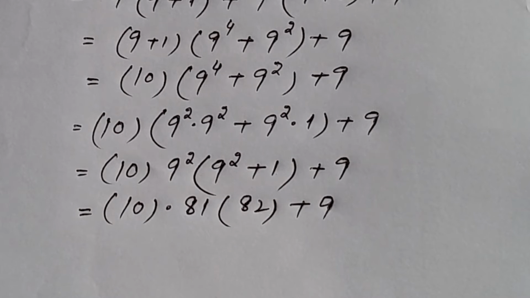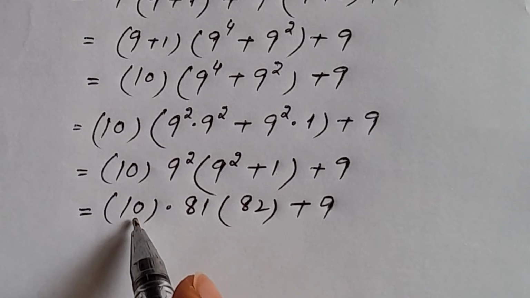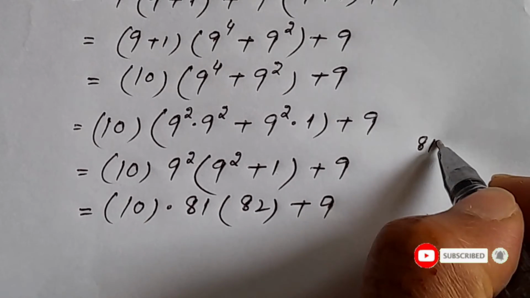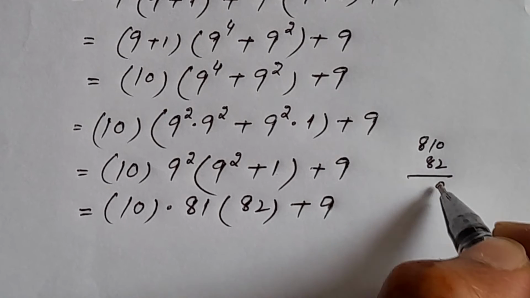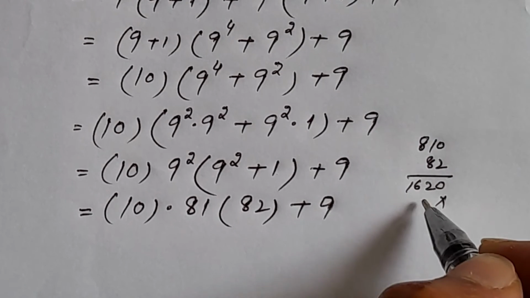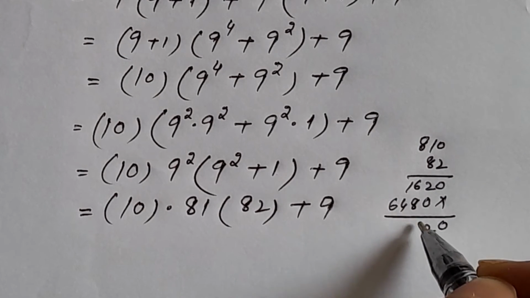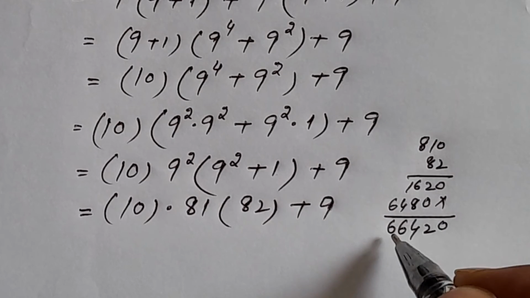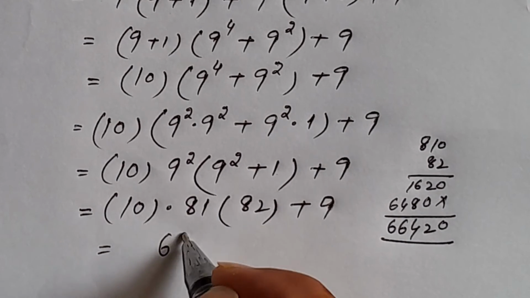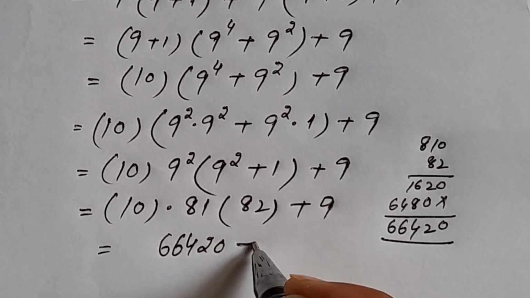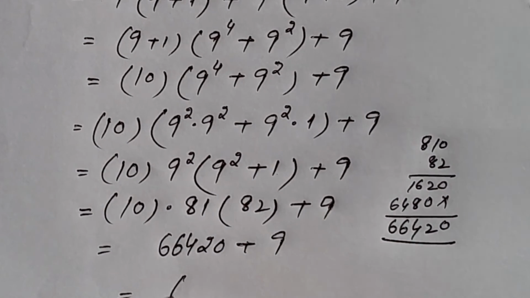We are going to multiply these. 81 times 10 is 810, and multiplying it by 82: 810 times 82, 0, 2 1 time is 2, 2 8 times is 16, 0, 8 6 is 48, 0 to 14, 1 carry, 6 and 6, 66,420, plus 9. This is equal to 66,429. This is the final and required value.